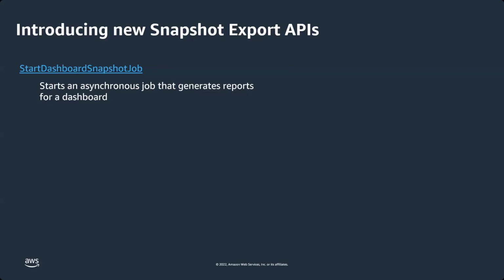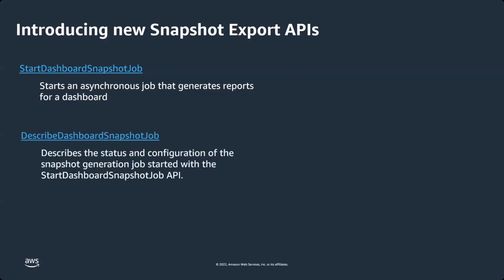Once your request is initiated through the API, your snapshot job runs. If you wanted to describe and know the status and the configuration of this particular snapshot job generated with the start dashboard snapshot job API, the first one we talked about, you can always go with the describe one. It will give you the status and configuration.